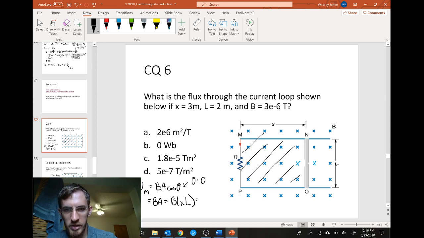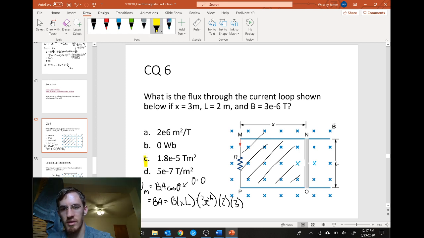And so you just plug in those values. You plug in 3 e to the minus 6 times 2 times 3. 3 times 2 is 6. 6 times 3 is 18. Don't even need to use a calculator for that one. You get an extra order of magnitude.